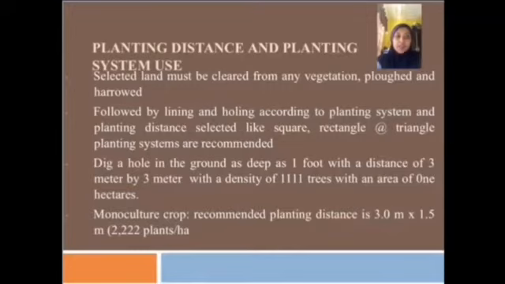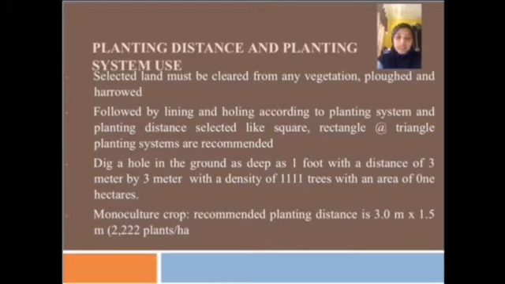For planting distance and planting system use, number 1, the selected land must be clear from any vegetation, plots and weeds. Number 2, followed by lining and holing according to planting system and planting distance. Shapes like square, rectangle or triangle are recommended. Number 3, dig a hole in the ground as deep as 1 foot with a distance of 3 meters by 3 meters with a density of 1111 trees in an area of 1 hectare.